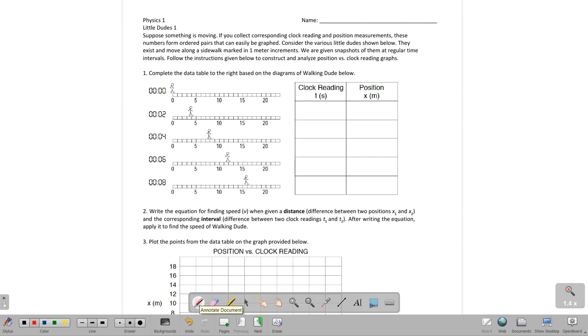So the first thing we're going to do here is look at what we'll refer to as a motion map with the little dude here. When the clock reads 0 seconds, he's at 0 meters. Then we're just going to go down the line. We're now at 2 seconds and he's at 4 meters. Then 4 seconds and 8 meters. 6 seconds and 12 meters. And then finally 8 seconds and 16 meters.